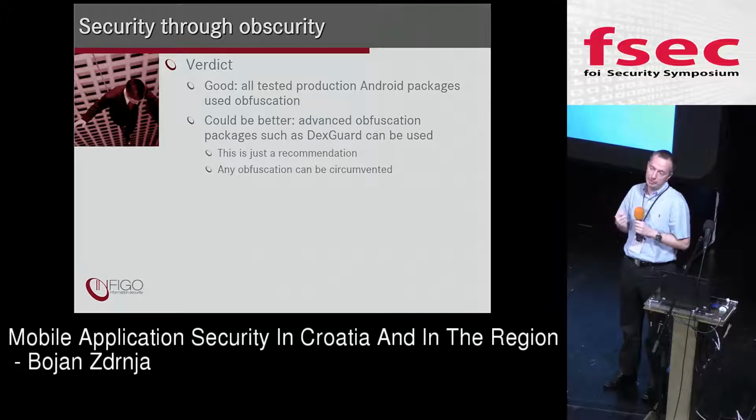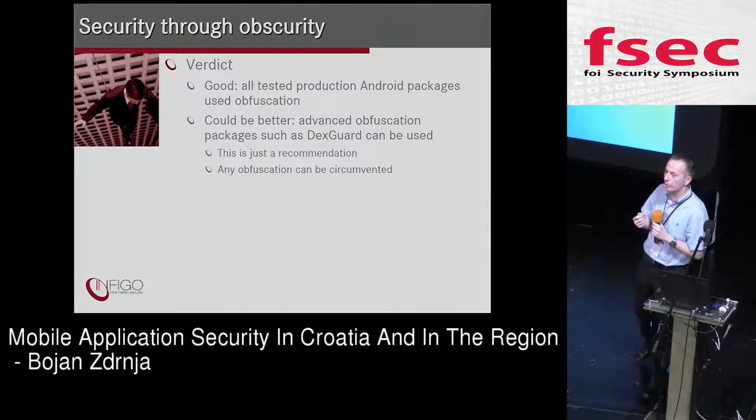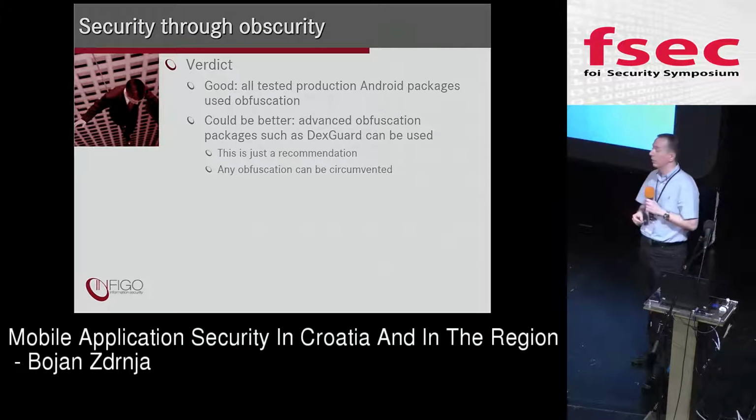For those who maybe want a little bit more security, there are some commercial packages such as DexGuard, which can take this obfuscation to the next level, and it makes a really complex job for a person who is attacking or analyzing that application.